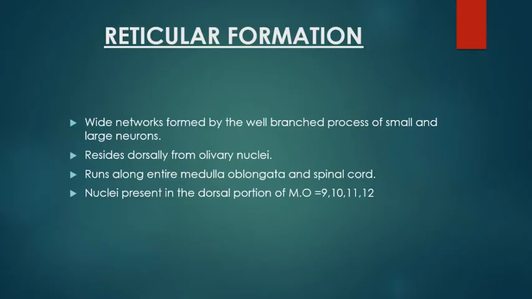Myelencephalon, first the lateral reticular formation R. It is a wide network formed by the well-branched processes of small and large neurons. It resides dorsally from olivary nuclei and runs along the entire medulla oblongata and spinal cord. Nuclei present in the dorsal portion of medulla oblongata are the nuclei of cranial nerves 9, 10, 11, 12.